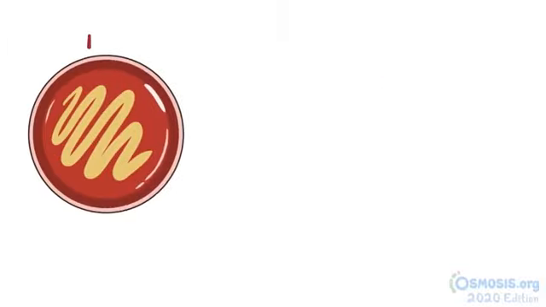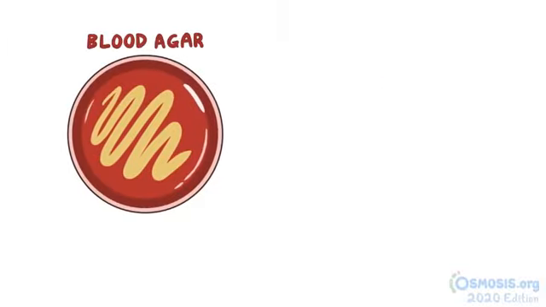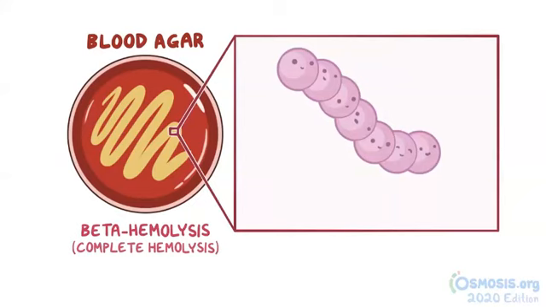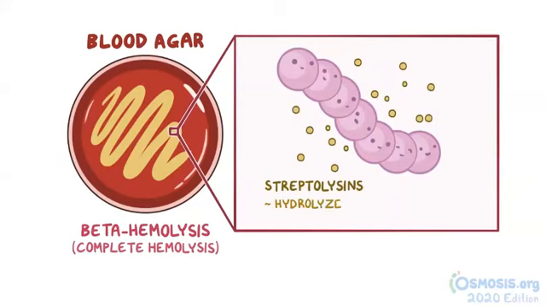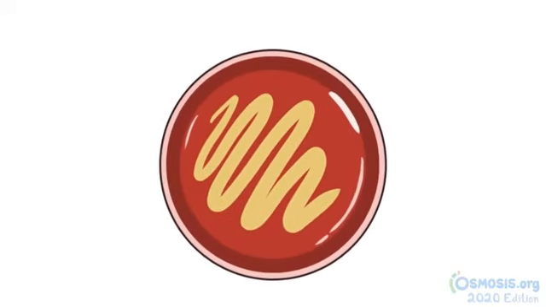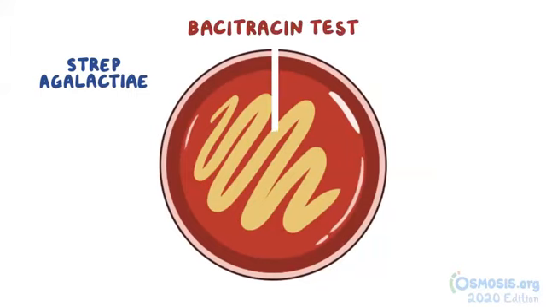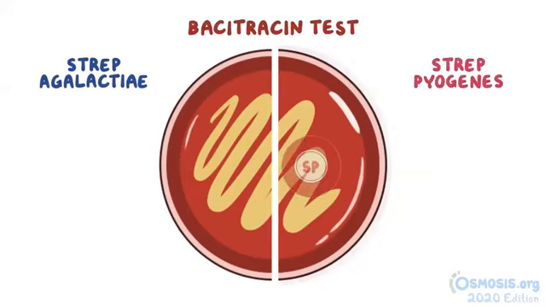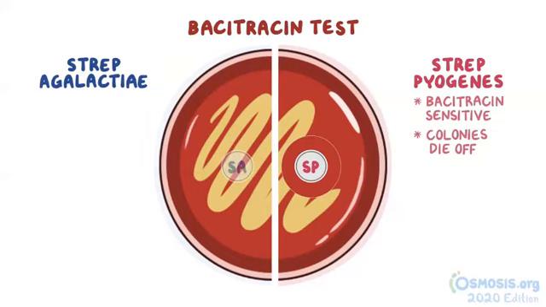When cultivated on a medium called blood agar, strep pyogenes colonies cause beta hemolysis, also called complete hemolysis. That's because strep pyogenes makes toxins known as streptolysins, which hydrolyze the hemoglobin in red blood cells to transparent yellow color byproducts. But some other streptococcus species, like strep agalactiae, are also beta hemolytic. So a bacitracin test is done to distinguish strep pyogenes. That's when a disc of bacitracin is added to the blood agar. Strep pyogenes is bacitracin sensitive, so the colonies die off, whereas with strep agalactiae, the colonies remain intact.